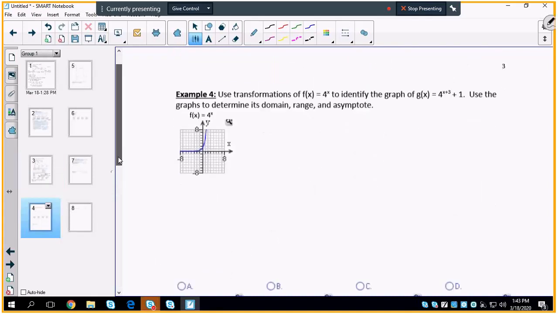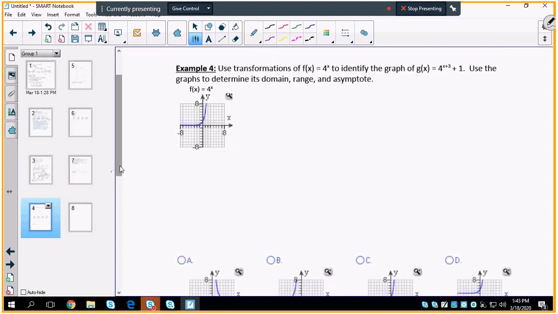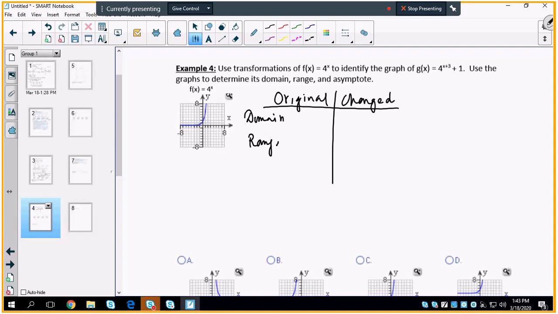Our next example is, of course, for 4 to the power x, and I'm trying to do the exact same work. First, I will identify the graph, then I'm going to talk about the domain, range, and asymptote. What I will do, for fun, is write down the original versus the changed one for this question. So to say, I'm not going to even use the graph to answer it. So we're going to talk about the domain, the range, and the asymptote. So let's write down the original ones first.